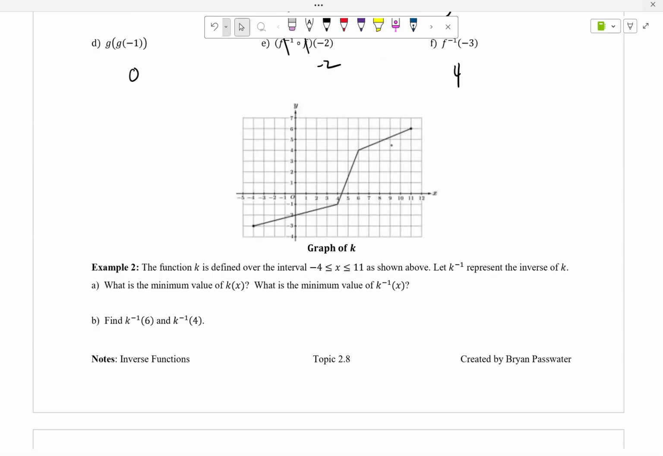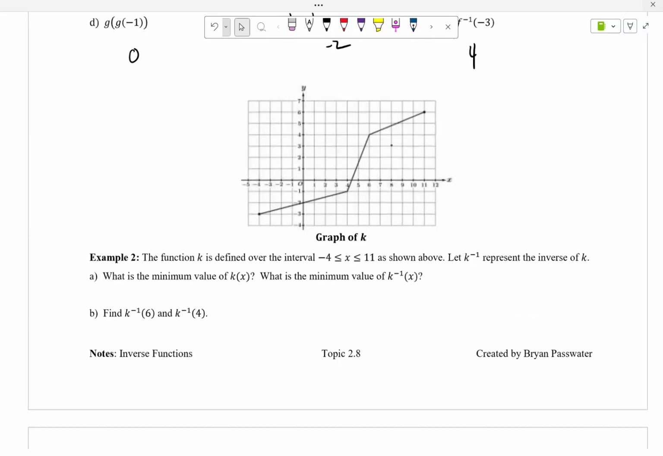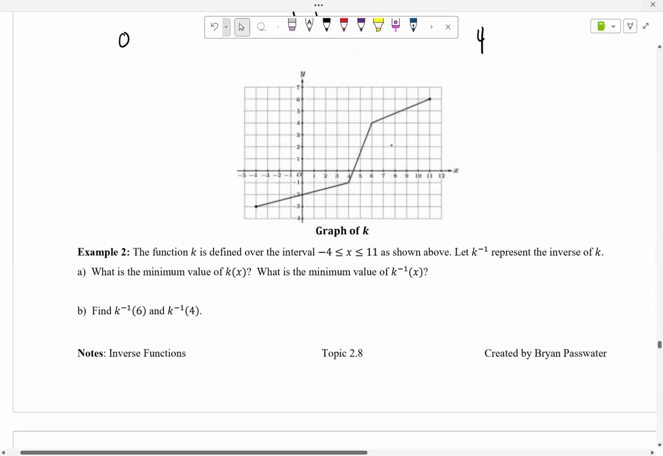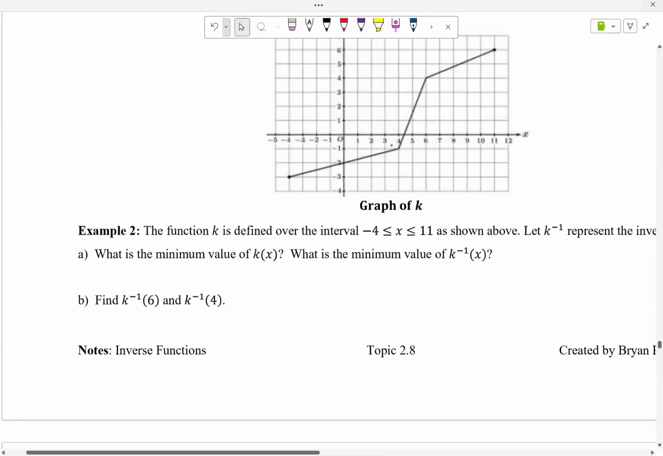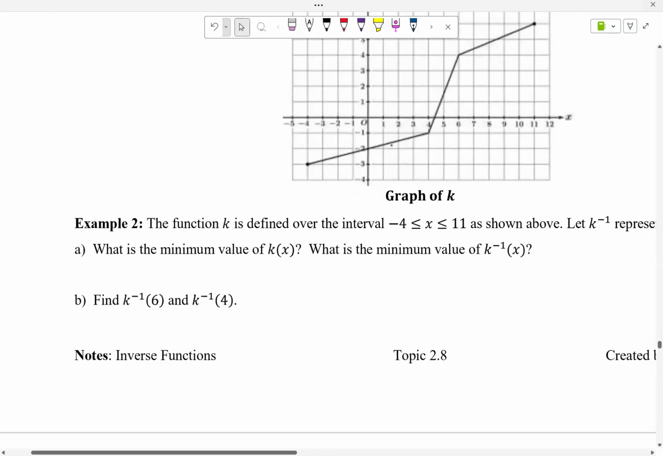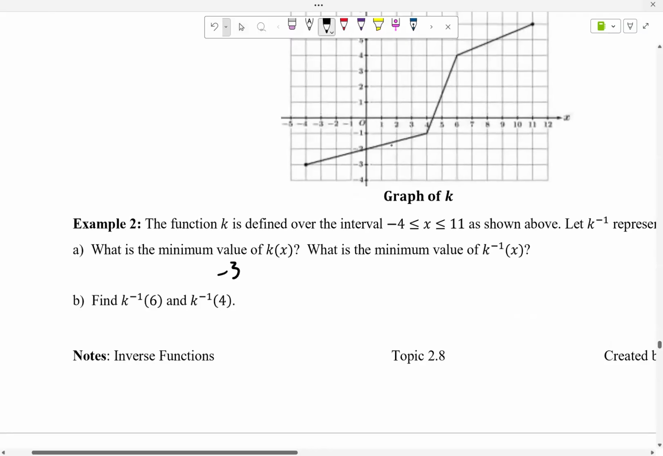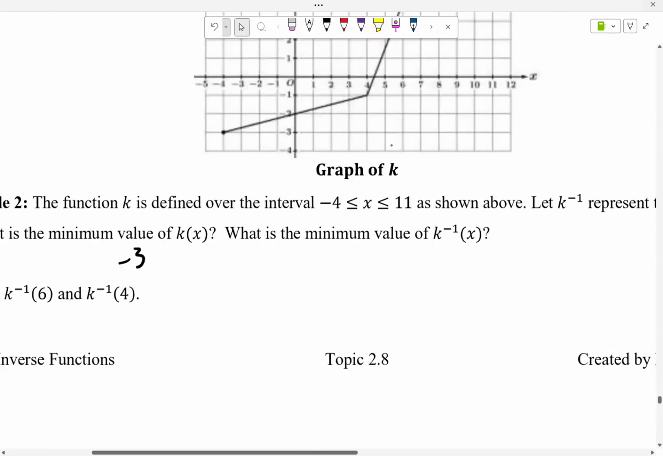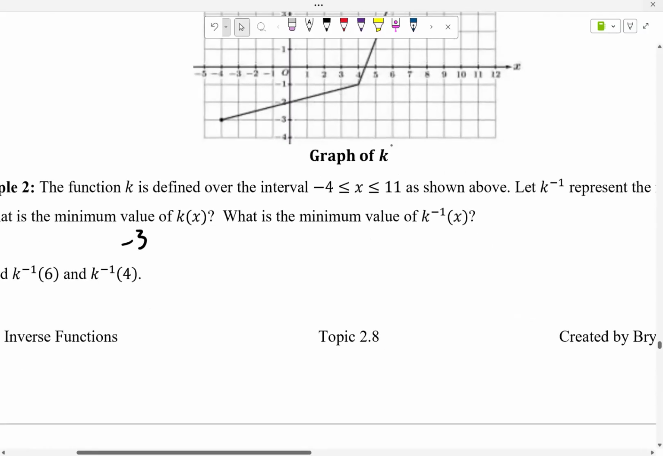Why wouldn't the maximum be inverse? Okay, ready or not? I want to hear it. Please show me the minimum, what is the minimum value of k of x? For k of x, the minimum value is -3, the first part. And for k inverse of x, I'm seeing some different things.